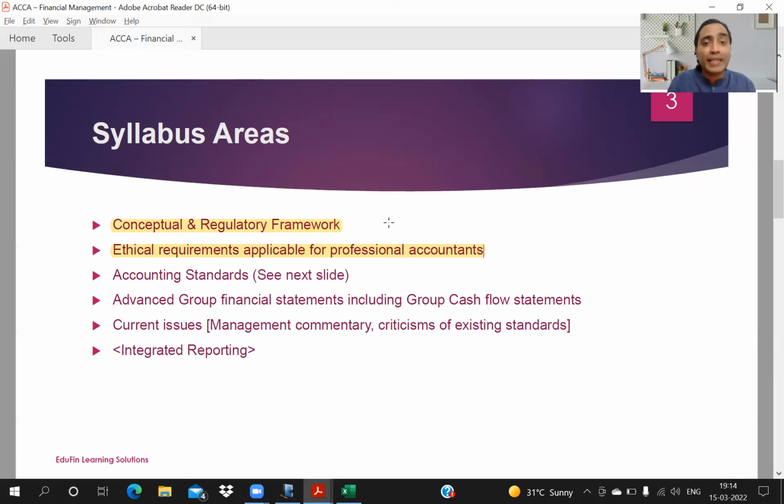What are those ethical requirements which every professional accountant, meaning those who are members of the ACCA or any professional body like ICAI or any country-specific professional body, is expected to follow? We are going to take a look at the question paper pattern very soon, but this has a high amount of weightage. So this is the second thing that we are going to learn.